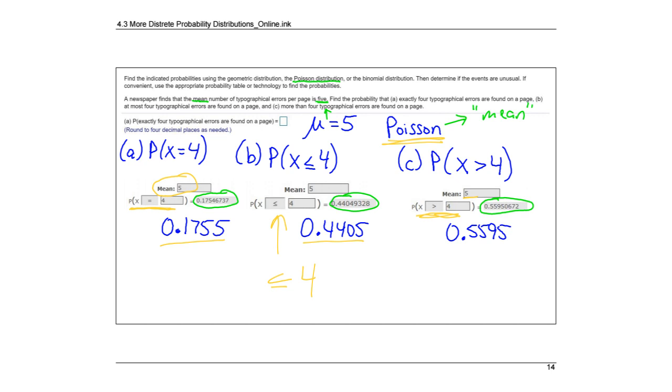0.5595. Now notice, if I add these two together, I get 1. That's what we know about probabilities. If you have every single case in there, the probabilities need to sum to 1. So if I have less than or equal to 4, and then I have greater than 4, those two need to sum to 1.